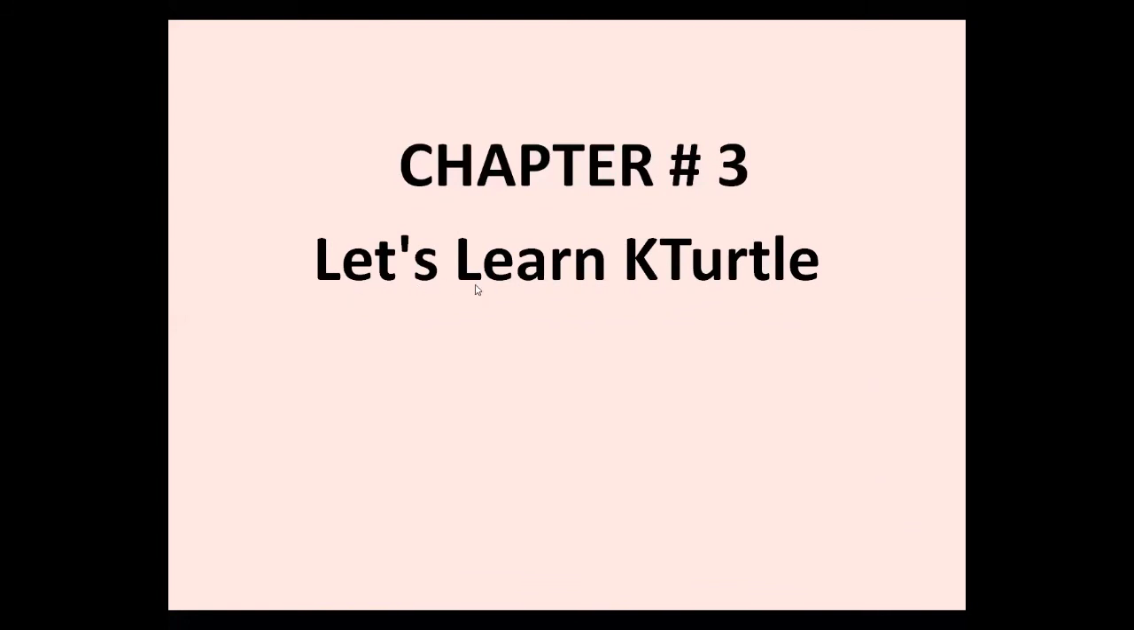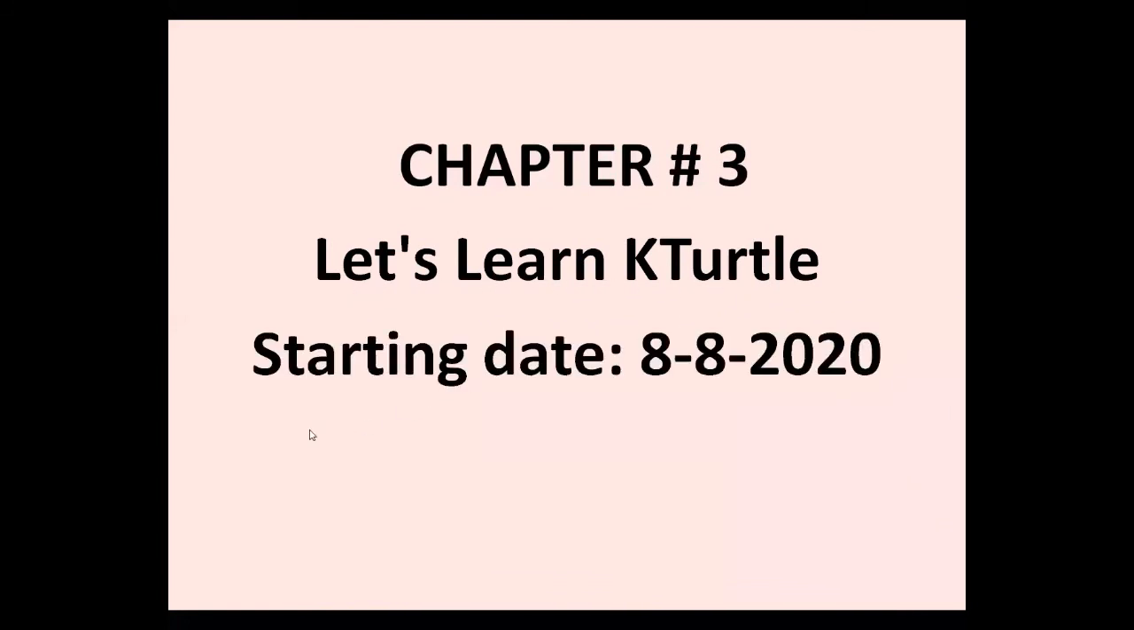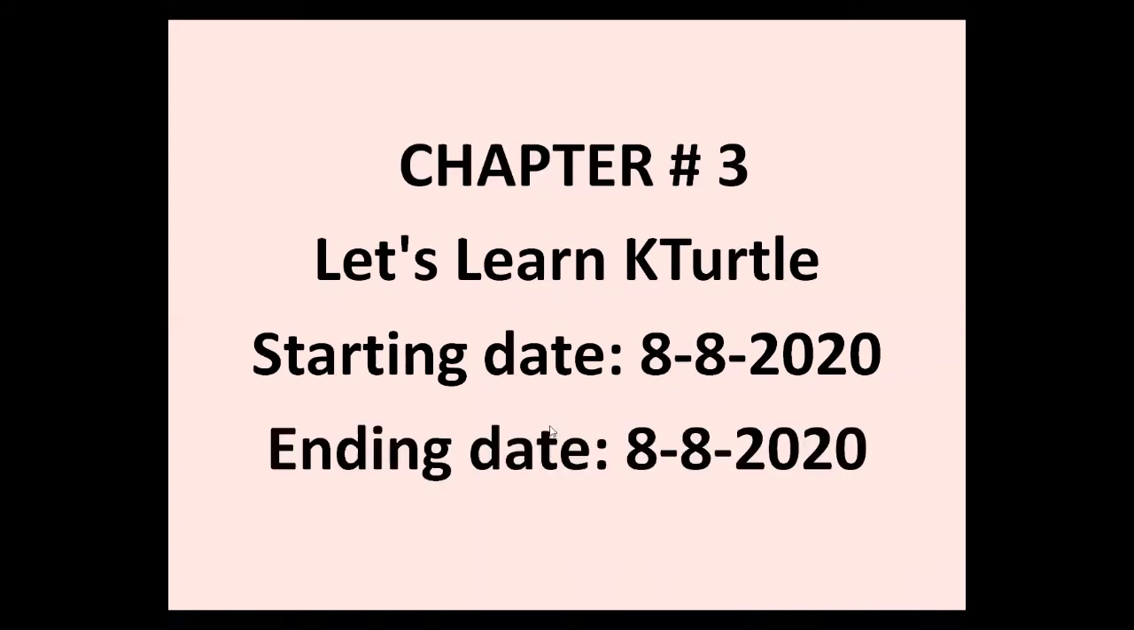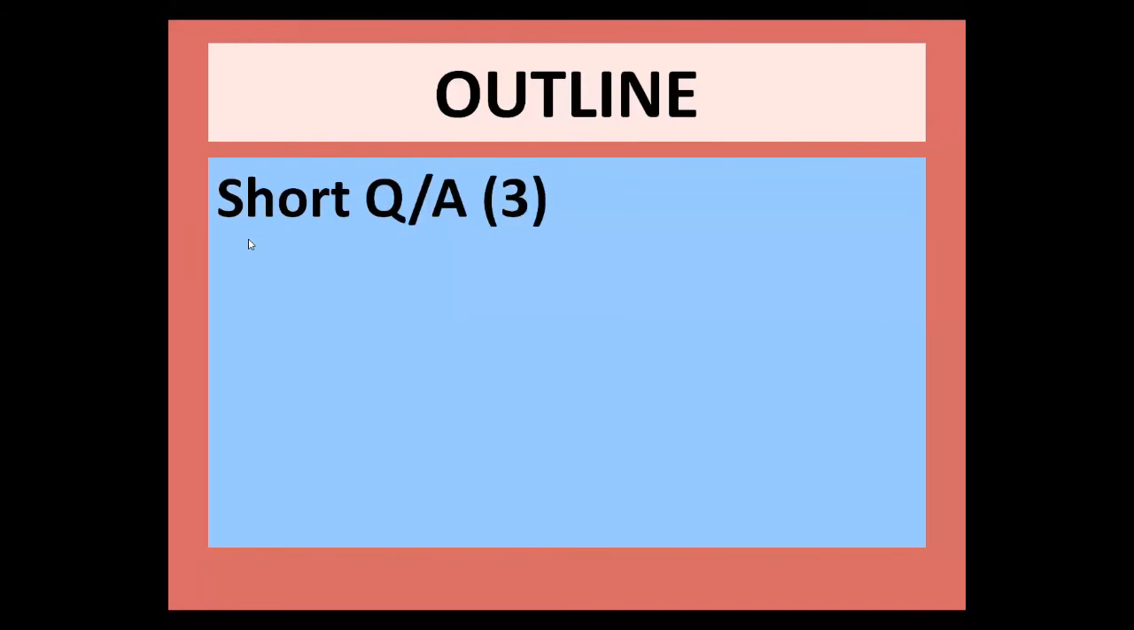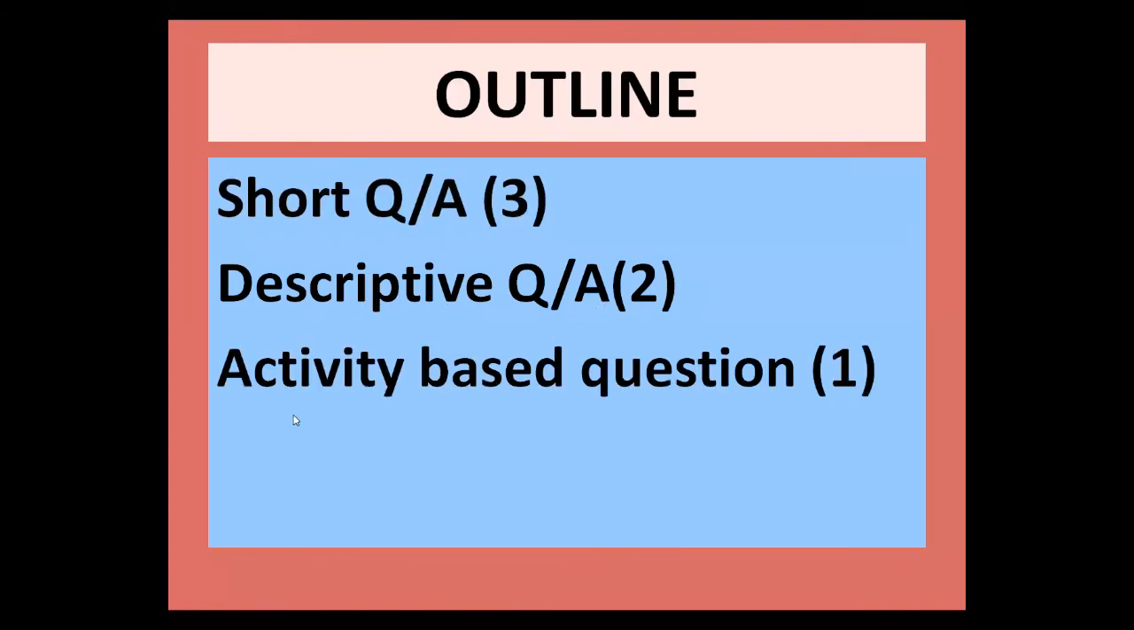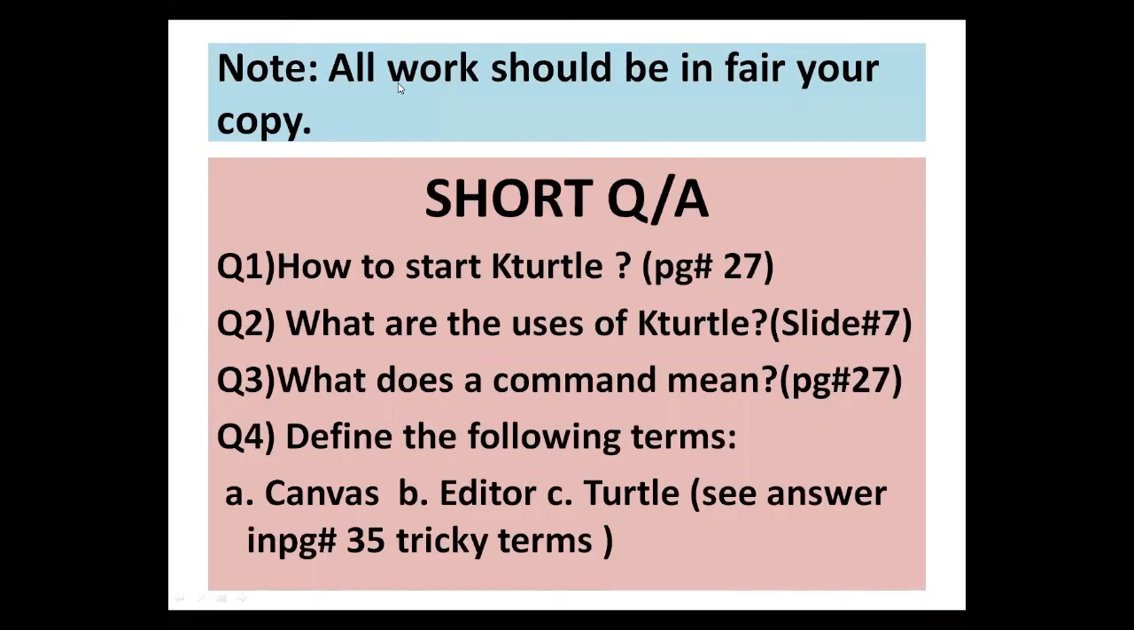And this is your copy work. First, you draw the title page of chapter number 3. Then write the chapter name, Let's Learn KTurtle. Then write down the starting date, and then write down the ending date. On the next page, you will write outline. First, write the short question answer, then write descriptive question answer, and then write activity based question. You can take a screenshot of this slide. All work should be done in your fair copy.